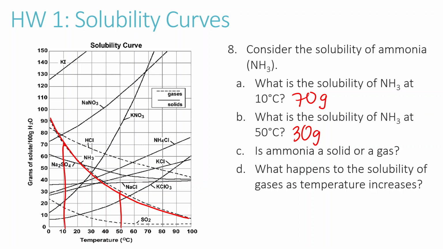And according to my key here, ammonia has a dotted line, so that means that ammonia is a gas. So what happens to the solubility of gases as temperature increases? So if the solubility curve is showing this negative relationship here, that's telling us that the solubility decreases for gases. And this is generally true of all gases. If you raise the temperature, the solubility will decrease.